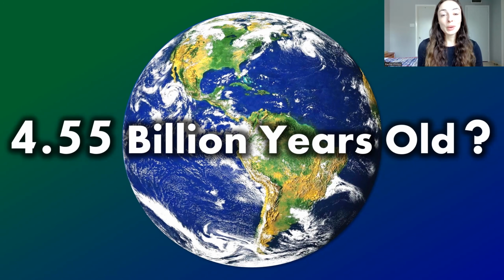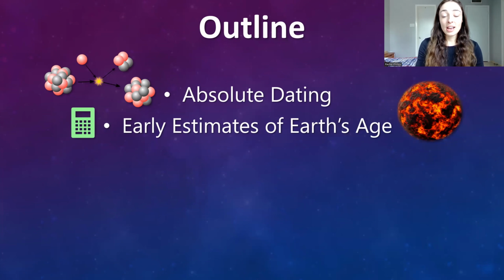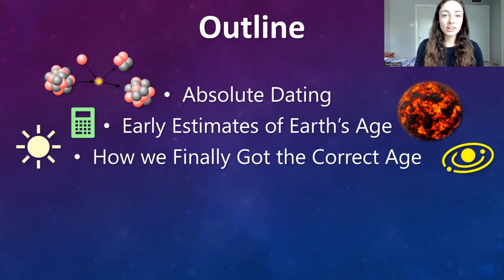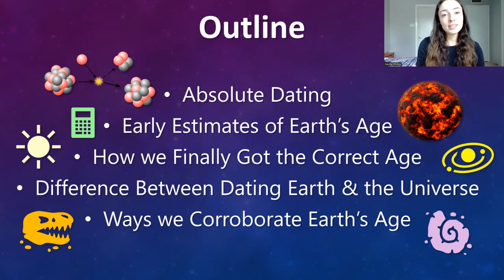With that being said, if you would like to know about how geologists have dated Earth, that is what we'll be talking about in this video. Specifically, how absolute or radiometric or isotopic dating works. All of those things mean the same thing. How we dated Earth or estimated Earth's age before we had absolute dating techniques, and why many of those estimates were very far off. How we finally got the correct age of 4.55 billion years. The difference between dating Earth and dating the universe, and ways that we corroborate our final estimate of Earth's age at 4.55 billion years.